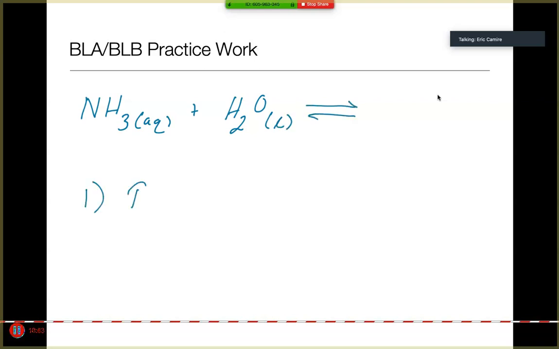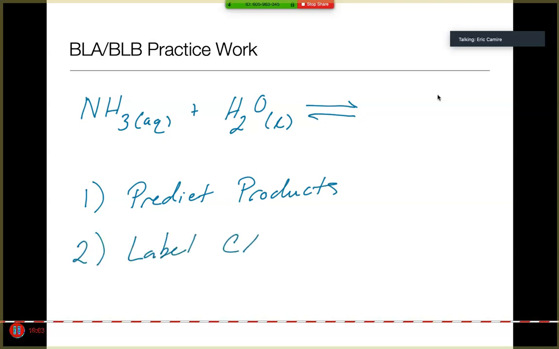Two things: predict the products, and there's two. Then label conjugate acid and conjugate base. To be able to do that, before we can even start, I have to tell you what's an acid and what's a base. So I'm going to tell you ammonia is going to be our Bronsted-Lowry base, and water will be our Bronsted-Lowry acid.